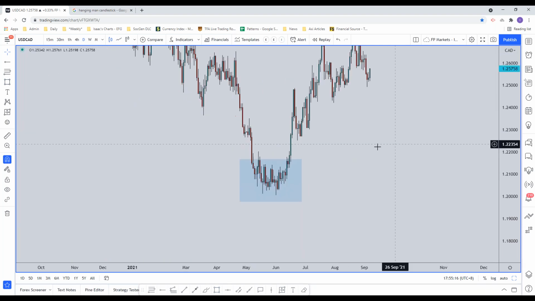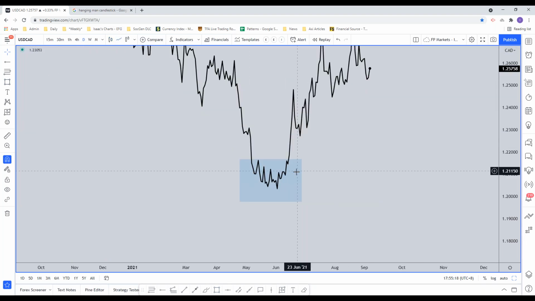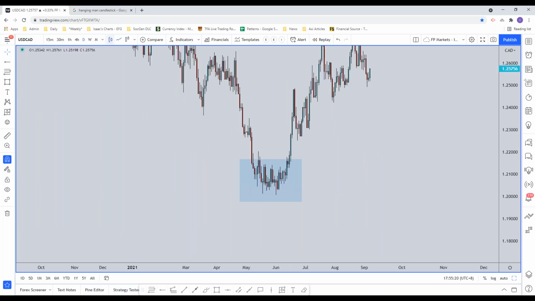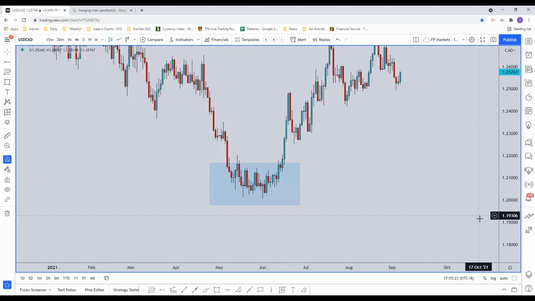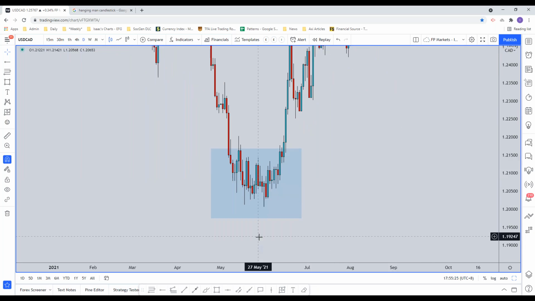Looks like a triple bottom, right? Triple bottom right here. Triple bottom followed by a, look at that, bullish engulfing right at the bottom. Okay, we actually have a bullish engulfing right here. Okay, so triple bottom on the daily followed by a bullish engulfing.